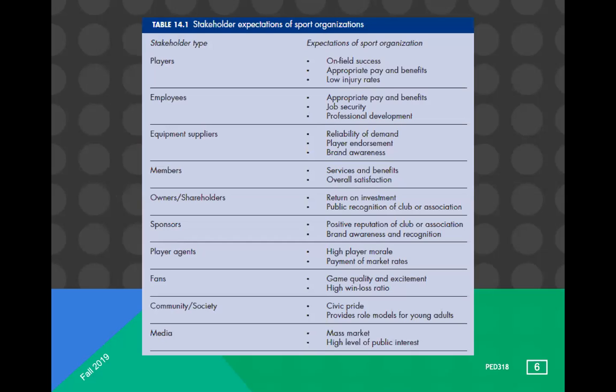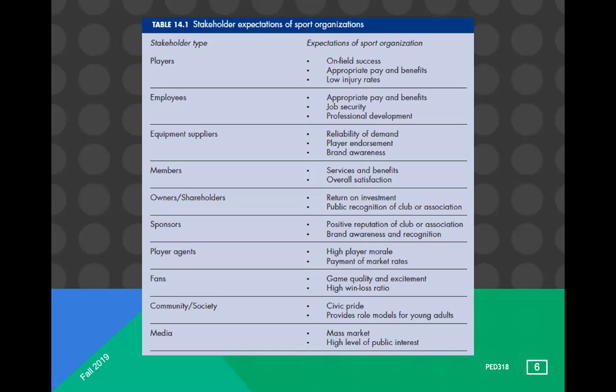So these are just the stakeholder expectations of the sport organization. So these are the types of people and players that are included. So players' expectations are the on-field success, appropriate pay and benefits, low injury rates. Employees, there's the same thing as the players with appropriate pay and benefits, job security, professional development. And basically these are just the workers that are included.